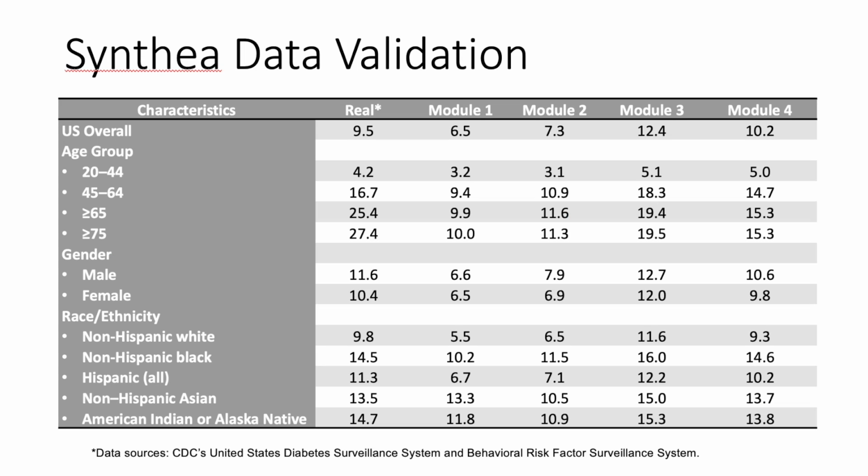This slide shows diabetes prevalence by various characteristics. Overall, US prevalence is approximately 9.2%. Module 1, output from Synthea, underestimates with a difference of approximately 3%. There are also issues identified by age groups. For the elderly population, age group 65 and older has a large discrepancy.